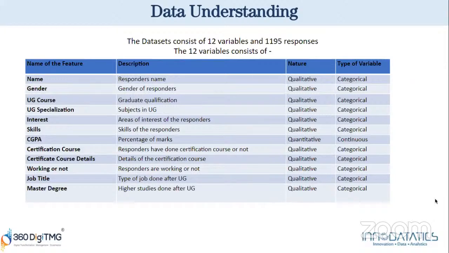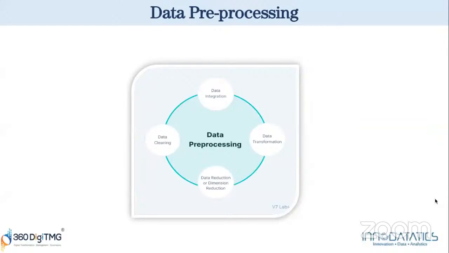Moving on to the data pre-processing part. There are four steps of data pre-processing for the data building. The first step is data cleaning. In this step, we clean our data as per our requirements in order to get meaningful insights. Here, we have checked for duplicate values and removed them accordingly.